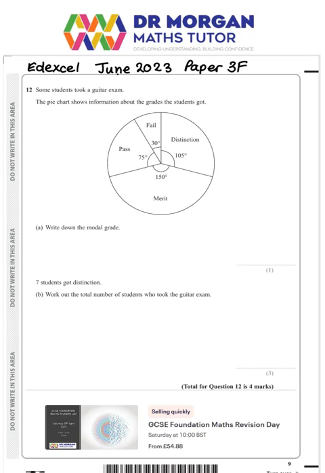Part A asks us to write down the modal grade. The word modal corresponds to the word mode, which is about the most common. So if I look at the most common grade that was achieved, it was the one that most people got, which was a merit, because there were 150 degrees, which is the largest angle in that pie chart. So I'm just going to write merit on the answer line there, and that would give us a mark there.